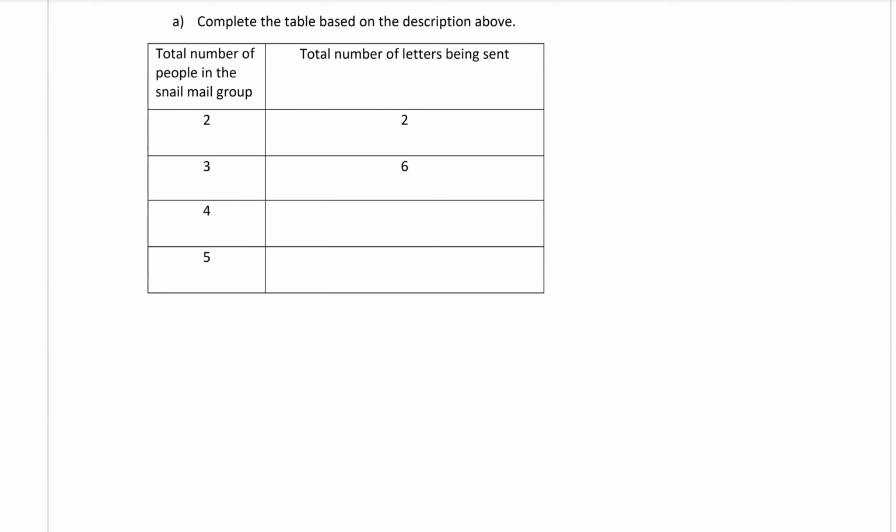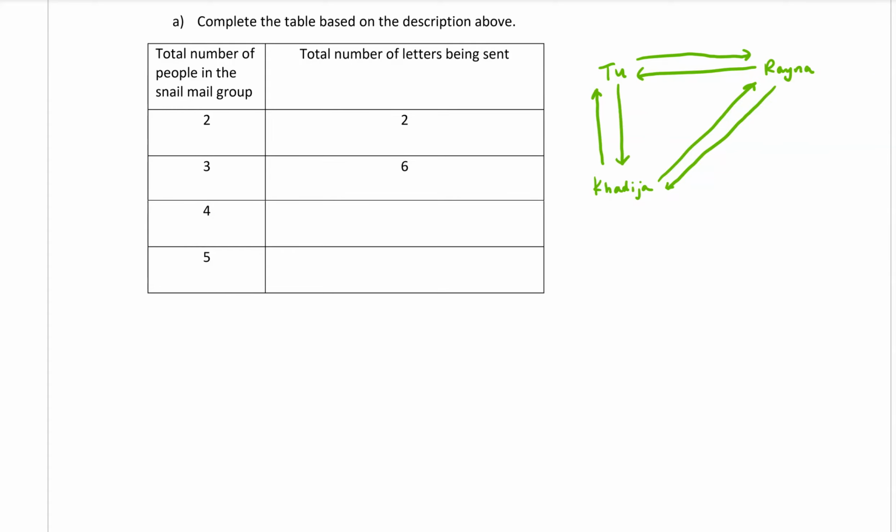So I'm just going to go ahead and draw the scenario when there are 3 students. So there's Tu, there's Reina, and there is Khadija. Okay, and so Khadija is sending a letter to Tu and also one to Reina. Reina is sending one to Tu. Tu is sending one to Reina. Reina is sending one to Khadija, and Tu is sending one to Khadija.